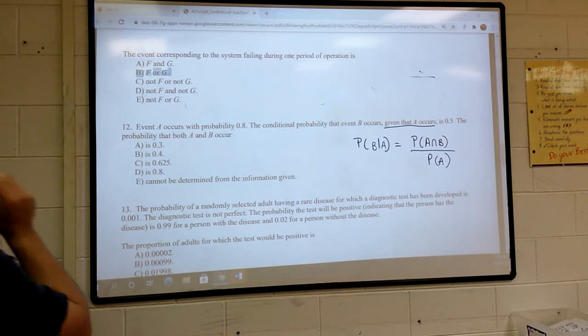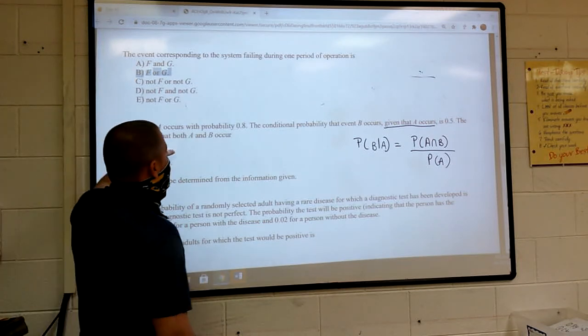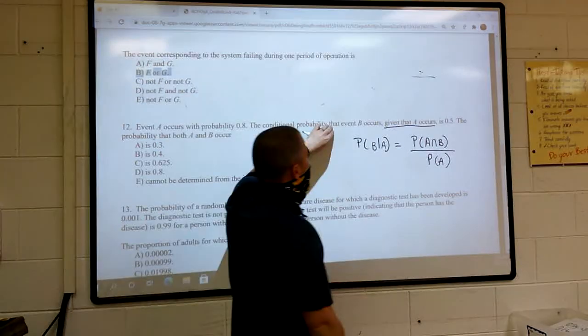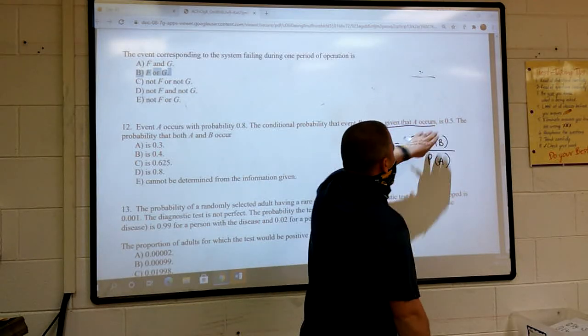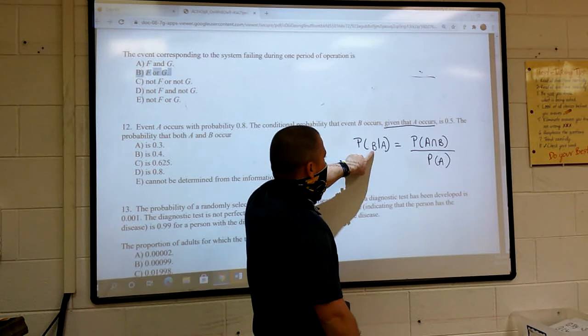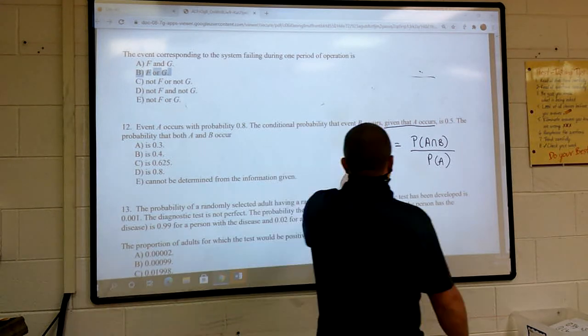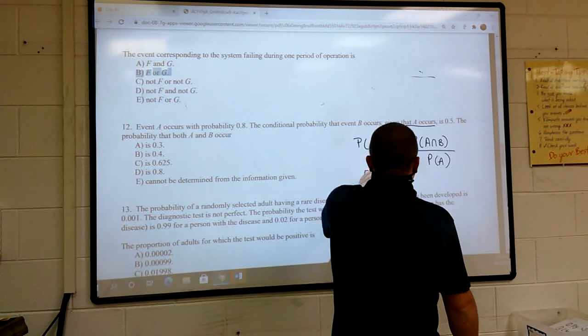So let's look at this. Event A occurs with the probability of 0.8. The conditional probability that event B occurs, given that A occurs, is 0.5. So the probability that event B happens, given that A has happened, is 0.5. So this is 0.5. And we also know the probability of what?